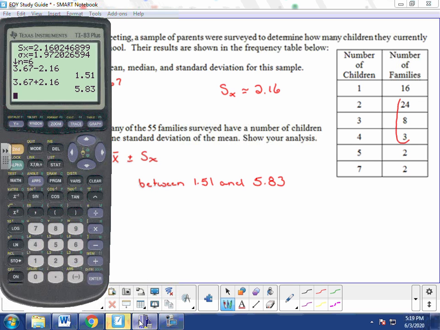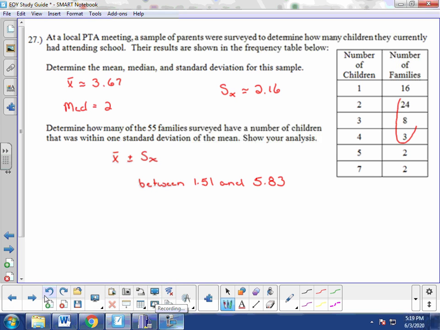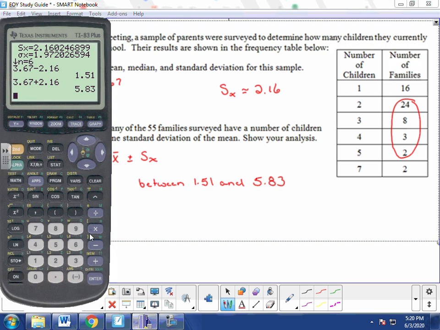So basically we're looking at this group. Sorry, I excluded one there that I need. We're looking at this group. So it says determine how many of the 55 families surveyed. So we have 24 of the 2s are within 1 standard deviation, 8 of the 3s, 3 of the 4s, and 2 of the 5s. So 37 families are within 1 standard deviation of the mean.